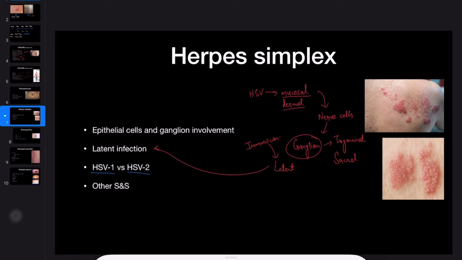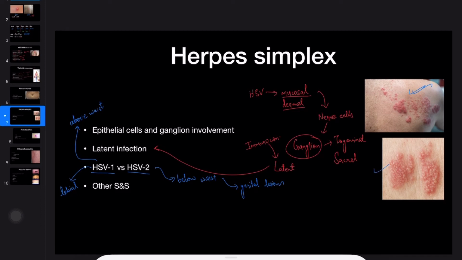I like to think of HSV1 versus HSV2 as HSV1 infects everything above the waist and HSV2 infects everything below the waist. HSV1 infection will be a labial infection. That is, it will affect the lips. HSV2 will infect below the waist, so it generally causes genital lesions. This is a genital lesion.